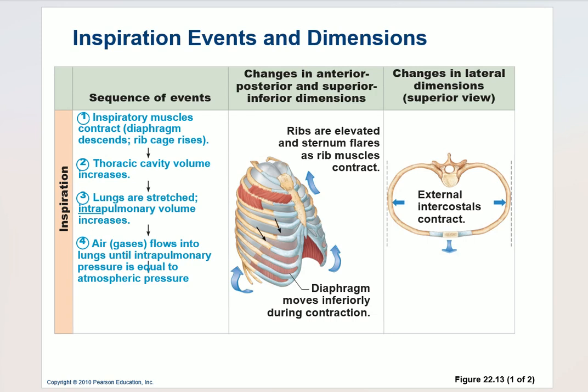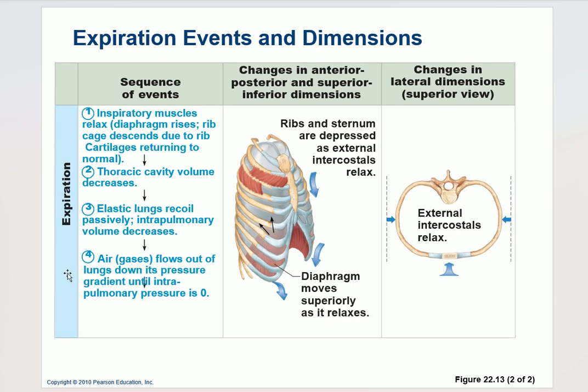So inspiratory muscles contract, diaphragm descends, rib cage rises, thoracic cavity volume increases, lungs are stretched, intrapulmonary volume increases, air and gases flow into the lungs until that pressure is equal to the atmospheric pressure. And then inspiration ends. Which leads us to expiration events.